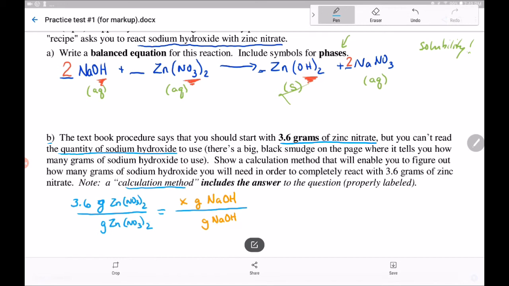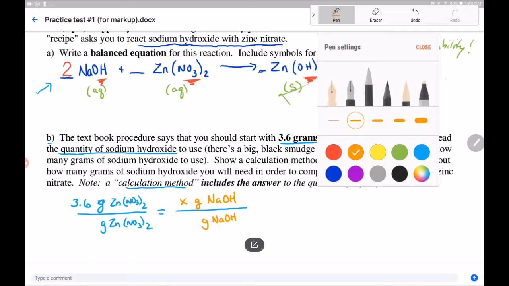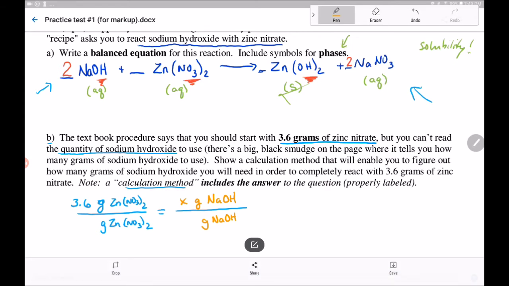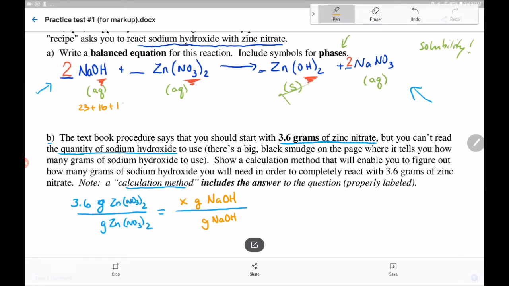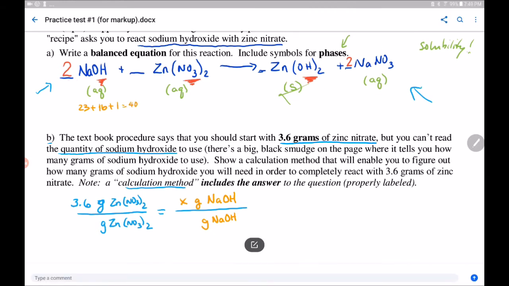So I'm looking for grams of sodium hydroxide, grams of zinc nitrate. They'll come from the chemical equation shown above. So I'm analyzing that now. Sodium hydroxide is the first reactant. Its Na is 23, O is 16, H is 1. That adds up to 40, but there's a coefficient of 2, so it's 2 times 40 equals 80 grams NaOH. That's what the balanced equation calls for.